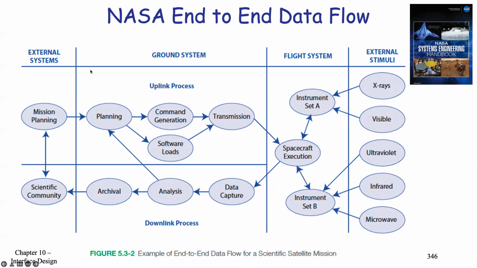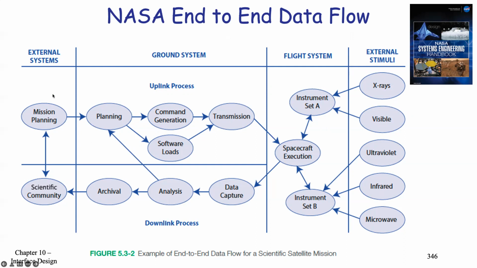So we're talking about interfaces. And so here we're seeing some different areas that we have external systems. That's definitely external to the system. And so the system consists of a ground system and a flight system. And this would be what we would be considering for a scientific satellite mission.